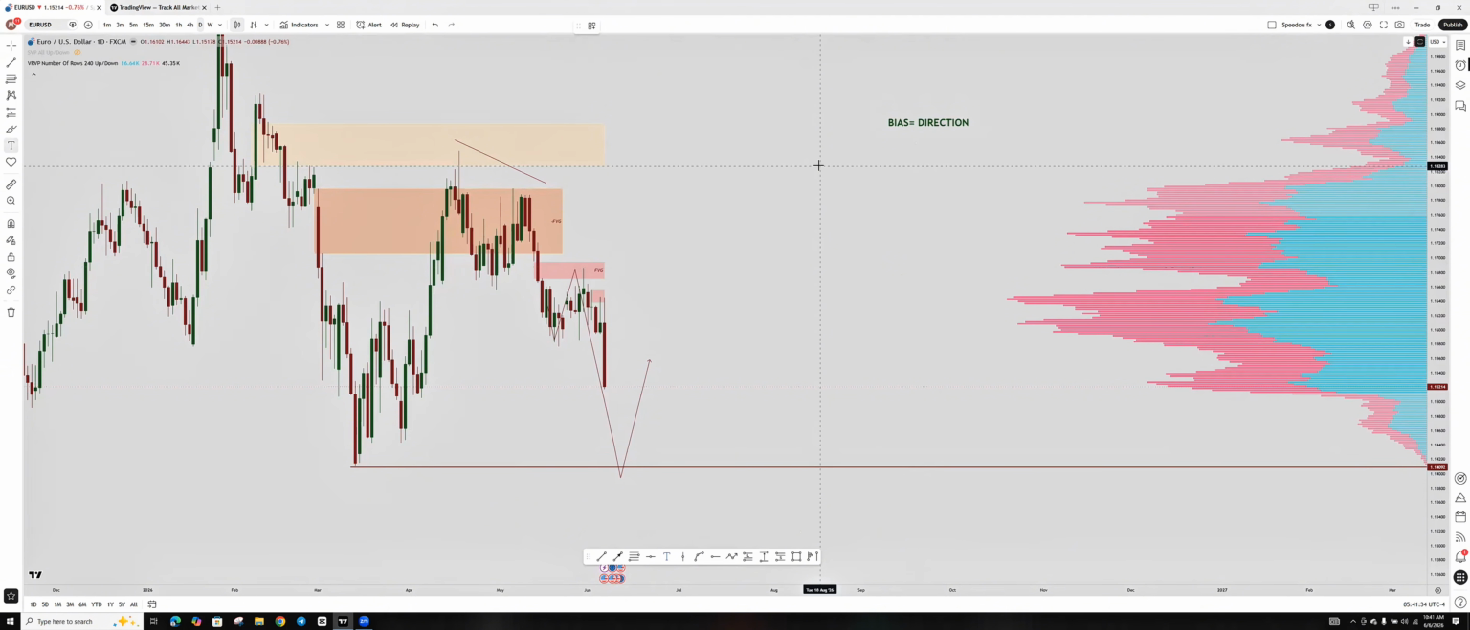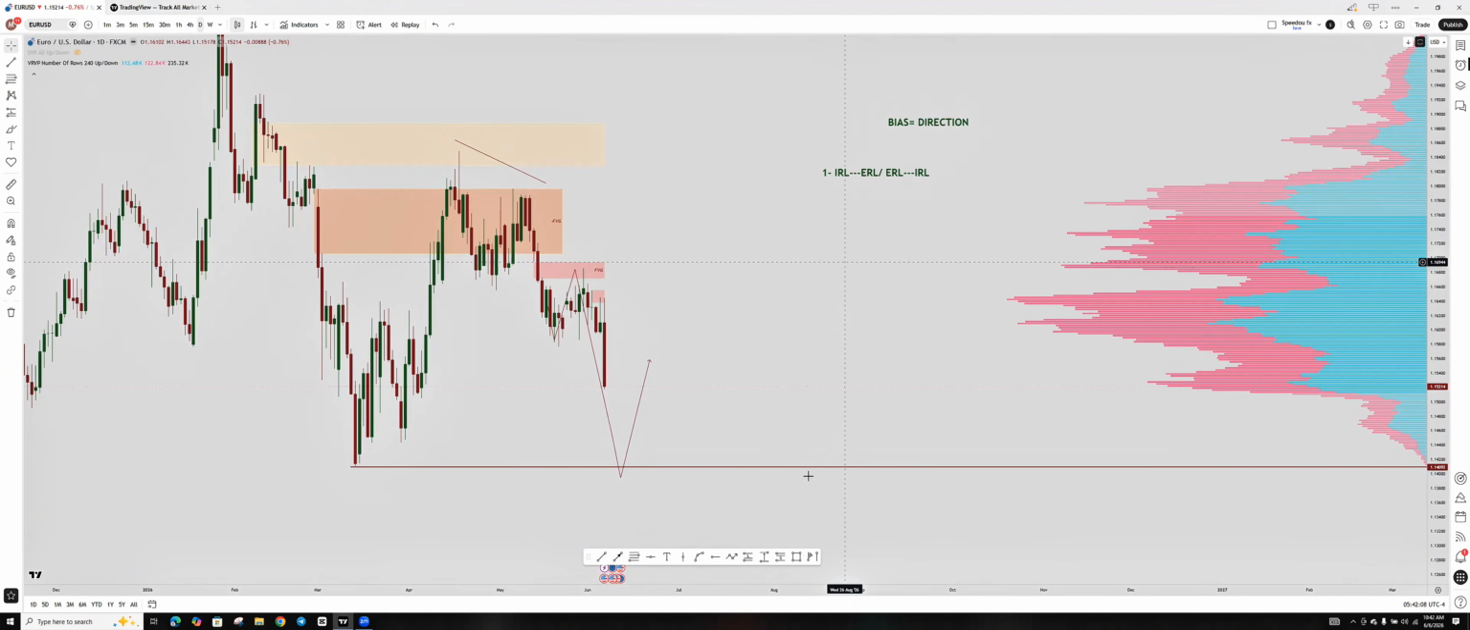Now, as I mentioned, there are numerous ways to take bias, but for me, I follow this simple step. The first step is trying to understand where my internal range liquidity is. The internal range liquidity can be a fair value gap, inversion, volume imbalance, and breaker block. And then price always does one of these two things. It always moves from internal range liquidity to external range liquidity, or from external range liquidity to internal range liquidity. What is external range liquidity?